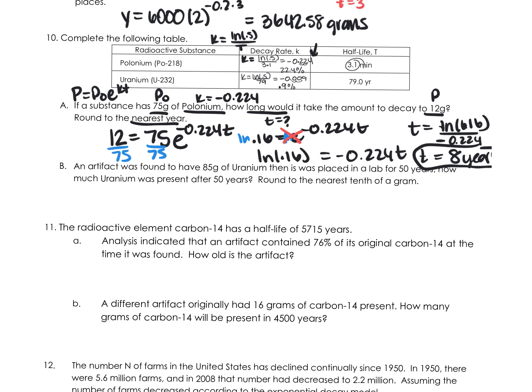Then it says an artifact was found to have 85 grams of uranium, and then it was placed in a lab for 50 years. Now, how much uranium was present after 50 years? So uranium, we just found the K up here.